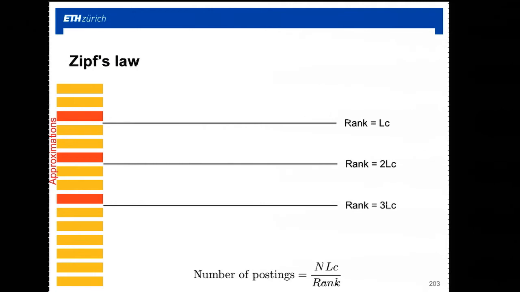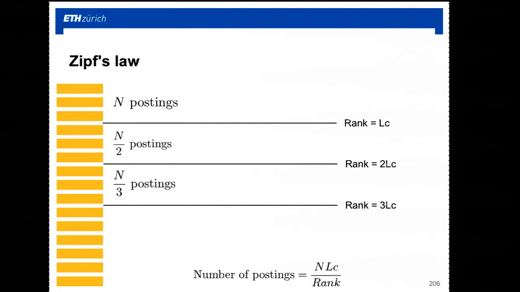Okay? So if I do that, it's just primary school math, because if you take here N·LC divided by the rank, but then the rank is LC, you see that LC disappears. It cancels out. And what I'm left with is n. Each one of these terms here has approximately n postings. So the third one, actually, this one here has exactly n postings, and this we approximate as having n. Then I go down, so rank is now 2LC, so it's half, because we divide by a number twice as large, and then n over 3 postings per term, and so on and so on.